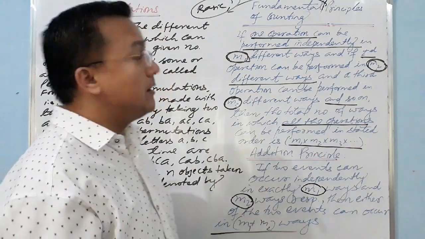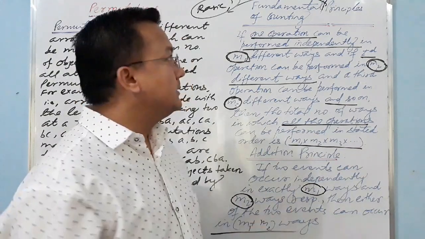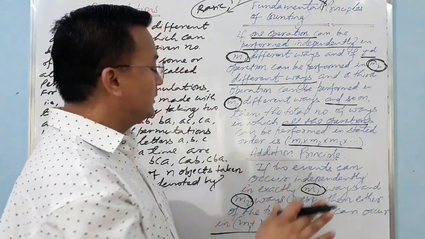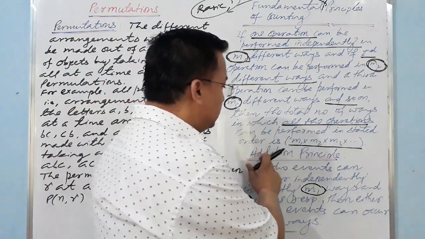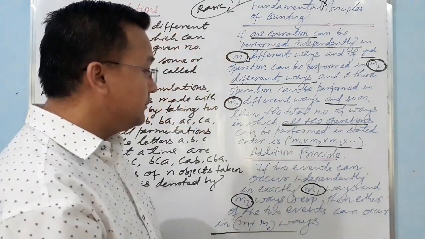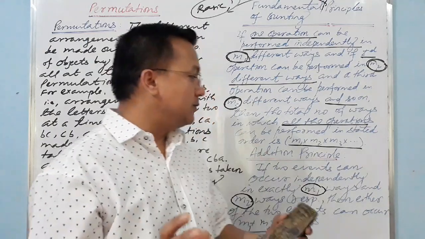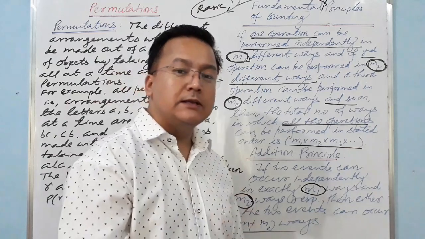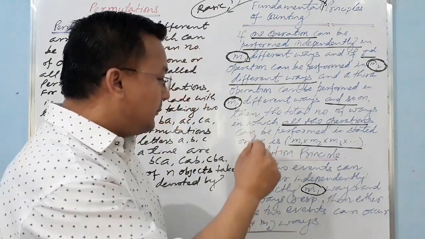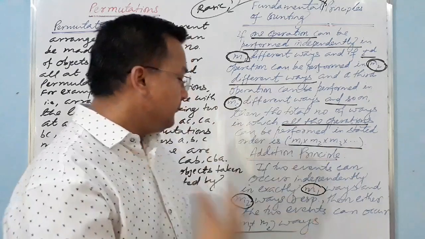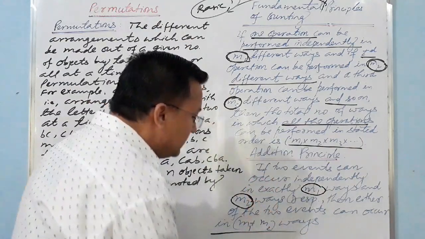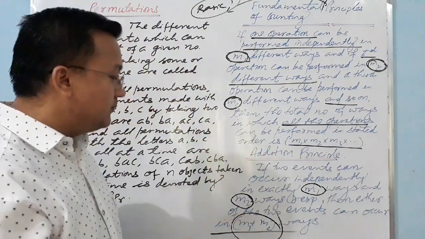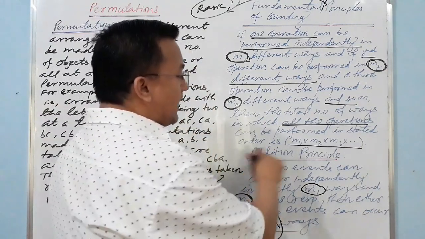The fundamental principle of counting is sometimes also called the basic principle of counting. Both are the same thing. One more principle we have here is the addition principle. If two events are independent and occur in exactly M1 ways and M2 ways respectively, then either of the events can be performed in M1 plus M2 ways. We add, so that's why we say addition principle.